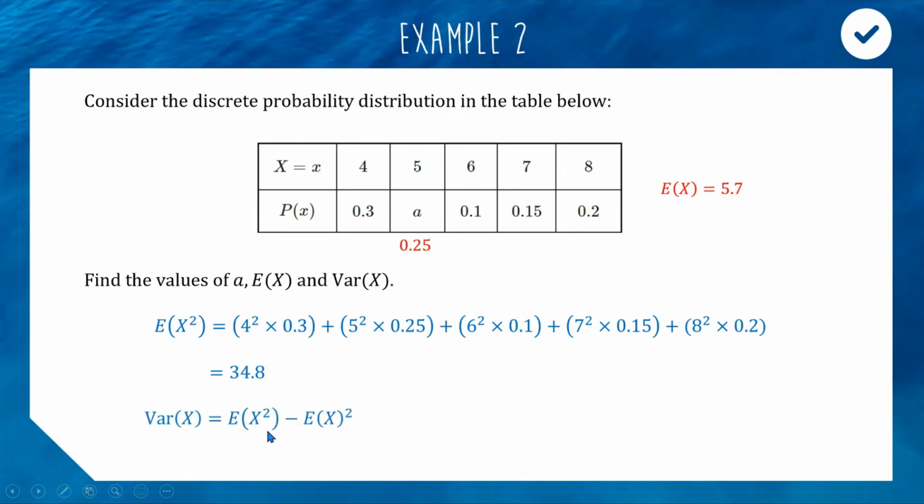Now we can apply our variance formula. So we're going to do this number, 34.8, take away our expected value squared. So take away 5.7 squared. This gives us an answer for variance of 2.31.